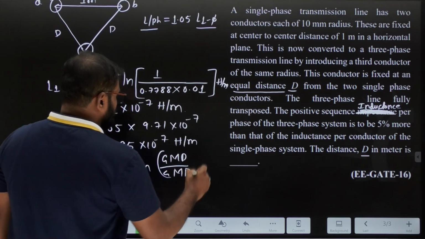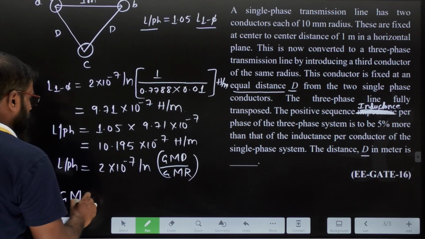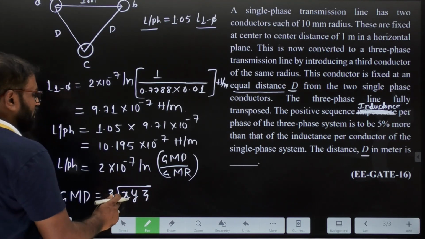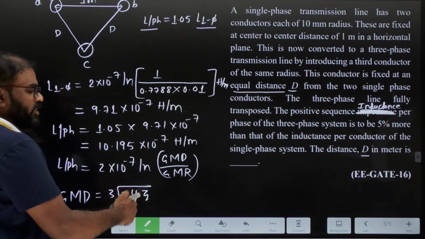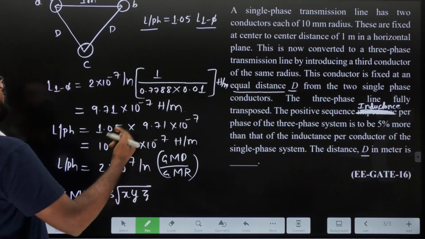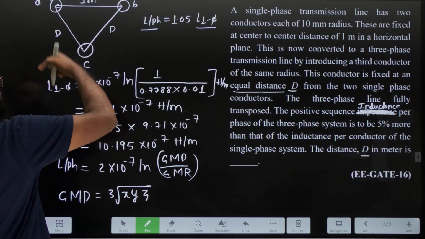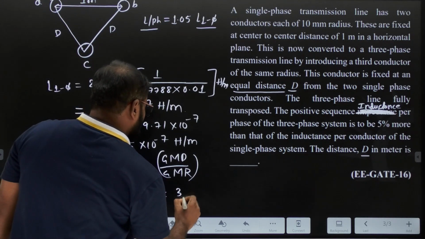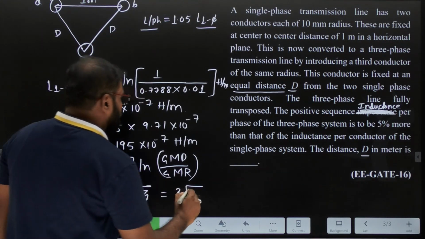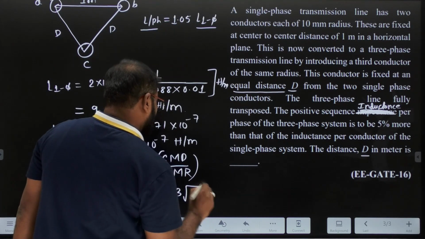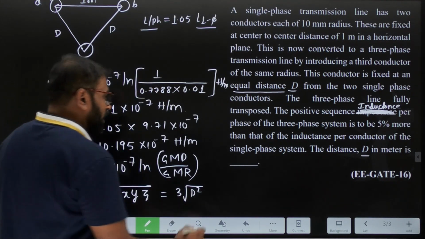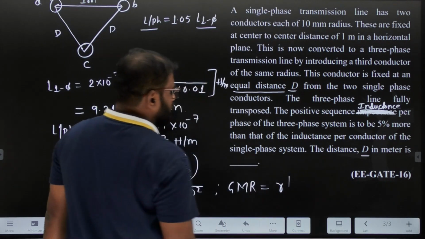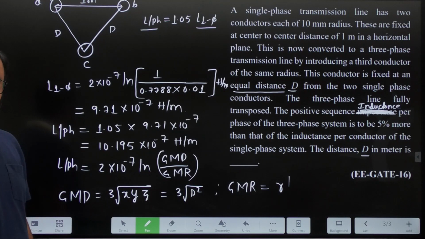Tell me what is the GMD? GMD is cube root of XYZ. What is this X? Distance from A phase to B phase. Y? Distance from B phase to C phase. Z? Distance from C phase to A phase. A to B distance 1 meter, B to C distance D, and C to A also D. So 1 into D into D, so 1 into D square, simply D square. D unknown. Now tell me, what is the GMR? Again, GMR is R dash only. GMR is R dash. Okay, clear?